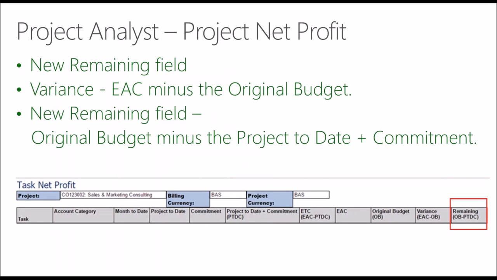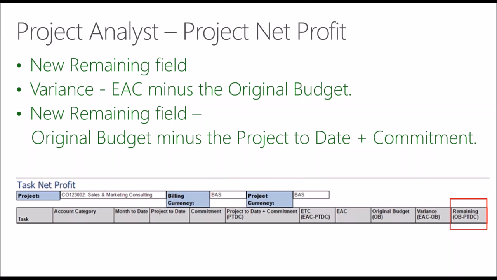Next, we've had this report showing you the task net profit for years. We had the original budget and variance. Well, there was a request to say this is great, but we'd like to add some more to that. We'd actually add another type of variance idea, and we're calling it the remaining. The new remaining field is the original budget minus the project to date plus commitment amounts. So now you can view that information all on screen.